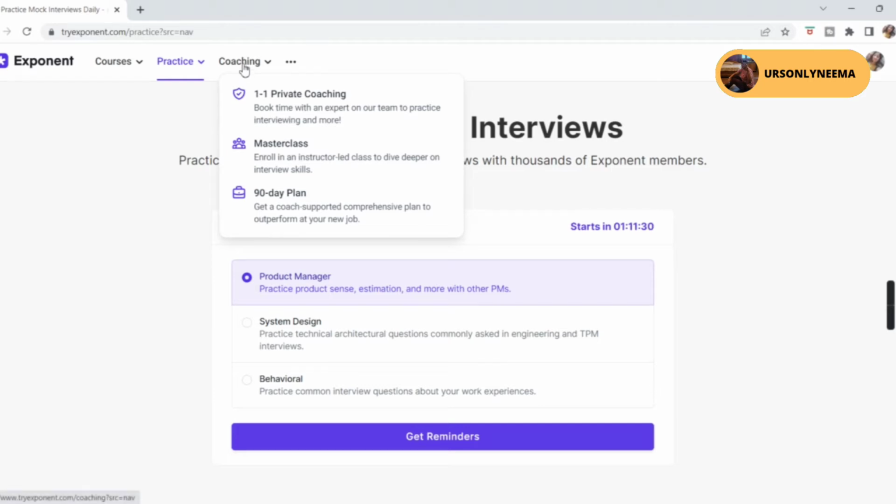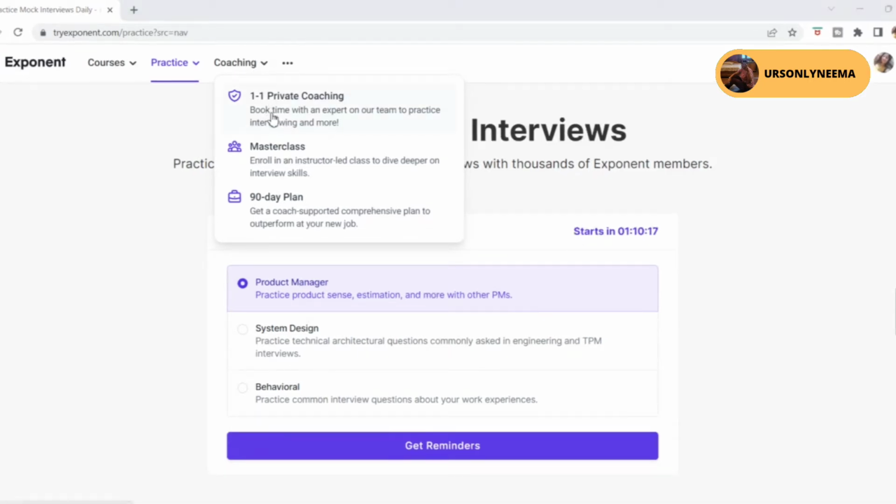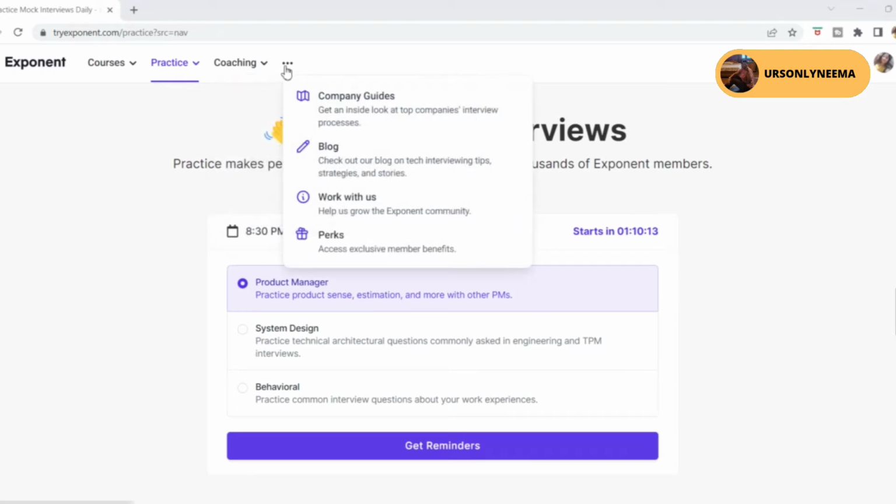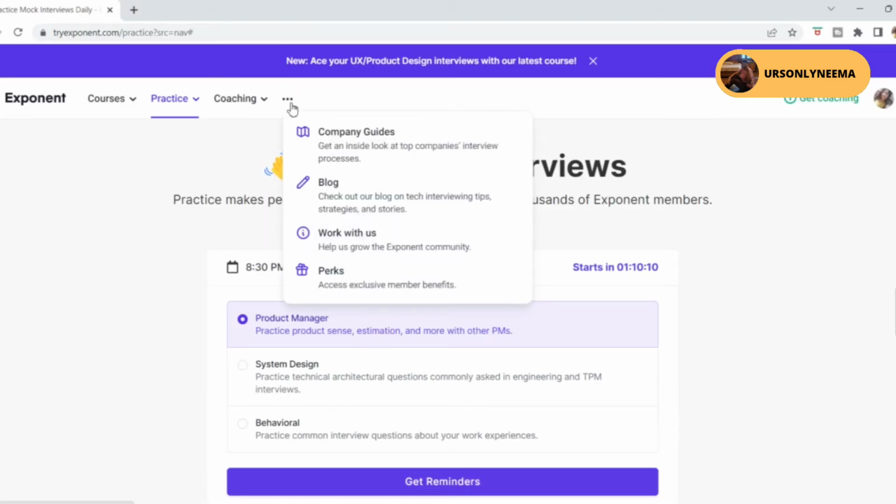Then you have the coaching section, which is private one-to-one coaching, a masterclass, and a 90-day plan. You can also see there are a lot of perks in this, like a section where people work with us.